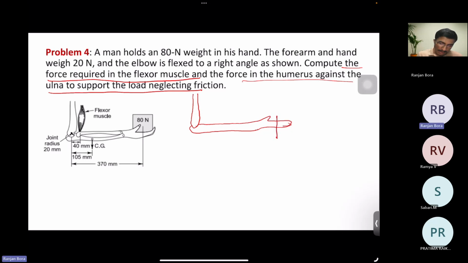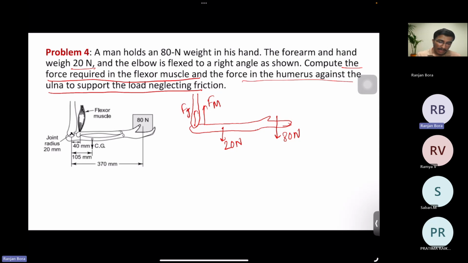At this point, 80 Newton will act, and at this point, through the CG, the weight. How much is the weight? Weight is given as 20 Newton, so 20 Newton will act through this point. And what are the other two forces? One force will be the force in the flexor muscle, which will be Fm, and one force will be the joint reaction force from the ulna bone to the humerus bone. So it will be Fj.